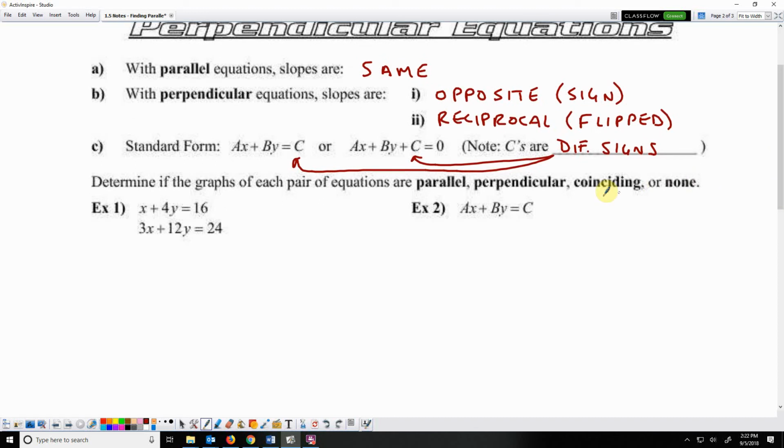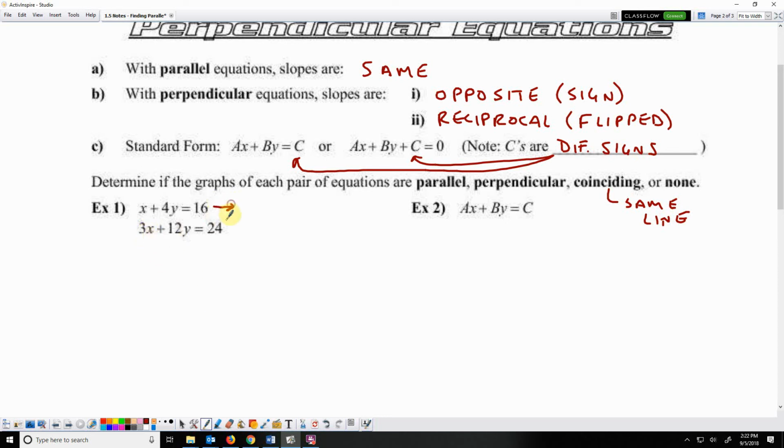So first we are going to determine whether these two lines are parallel, perpendicular, coinciding, which actually means exactly the same line, so one line on top of the other, which makes the same line, or none of these. So we need to find the slope.